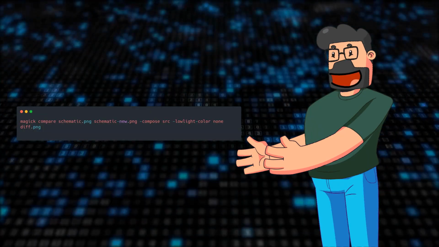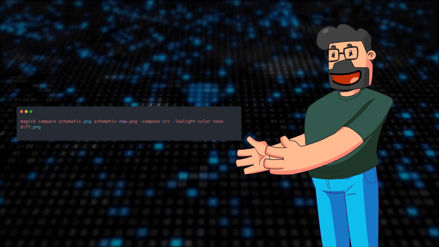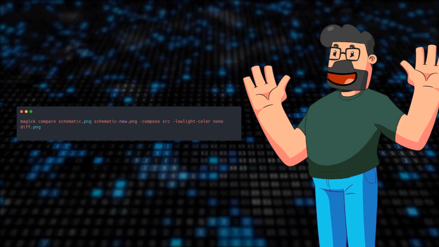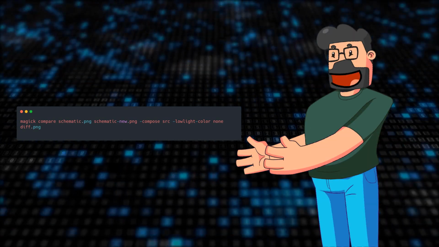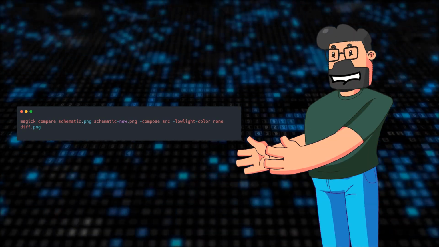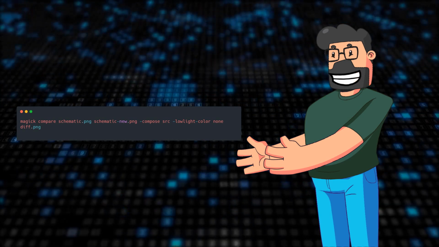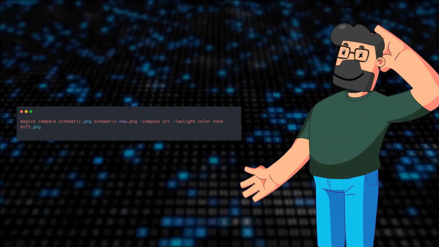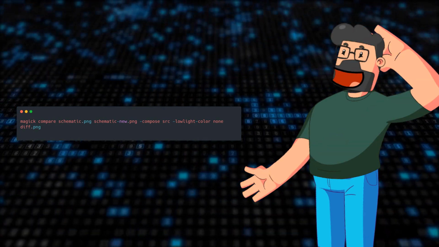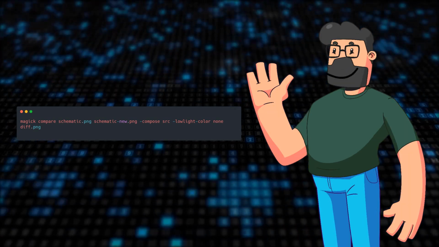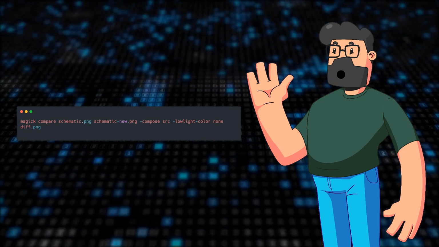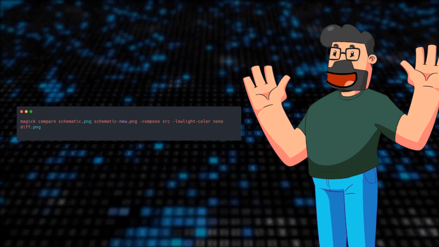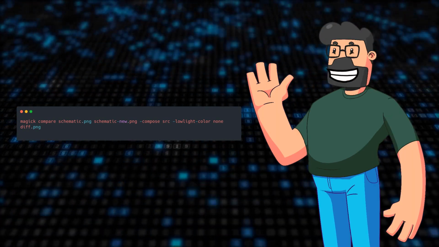Now let's talk about how to overlay the images effectively. Your initial approach with the blend command isn't giving you the desired outcome. Instead, you can use the dissolve option in Imagemagick to overlay the diff image onto the second schematic. By adjusting the dissolve percentage, starting around 30% is a good bet, you can control the transparency and achieve a cleaner overlay that highlights the differences without affecting the base image. It's like magic. Well, Imagemagick.